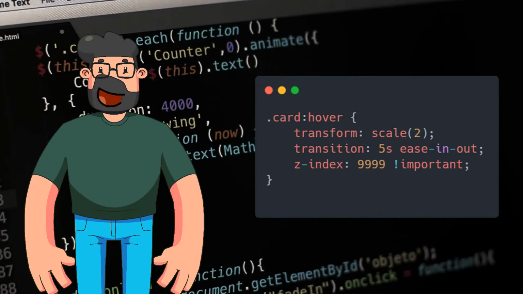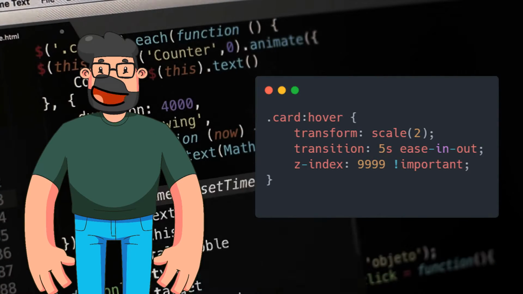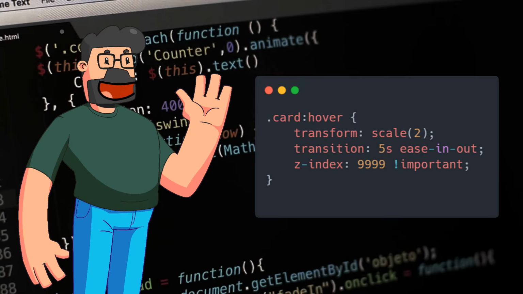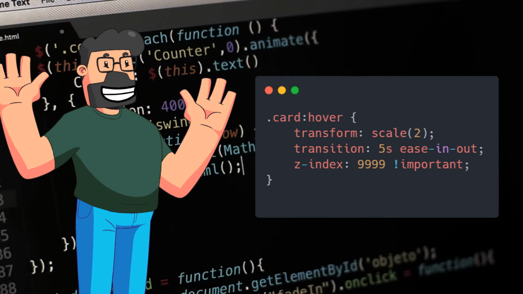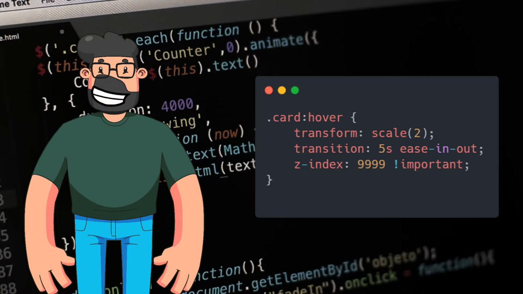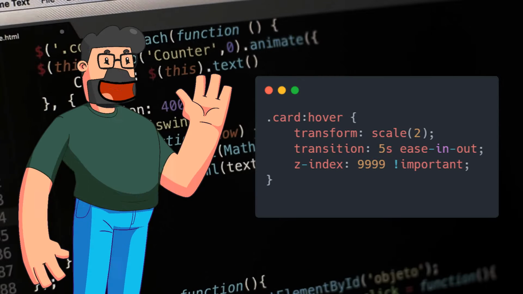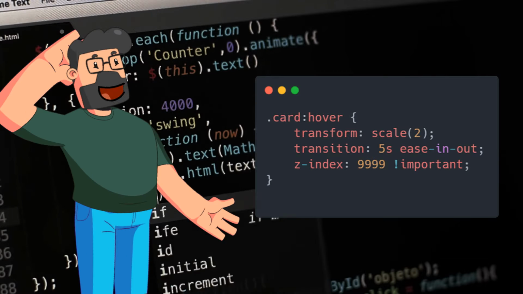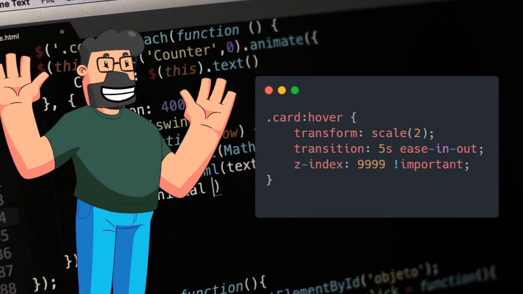Picture this. You've got your carousel stealing the spotlight at the top, but those cards are just itching to shine as well. The struggle lies in making sure they pop out when hovered over, without being overshadowed by the carousel. It's a classic case of elements not playing well together. But fear not, there's a solution to this conundrum.